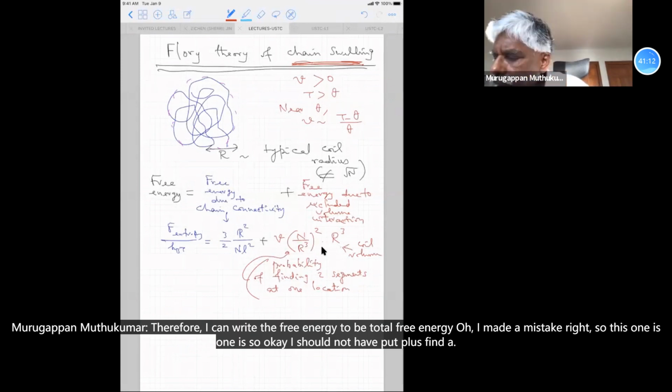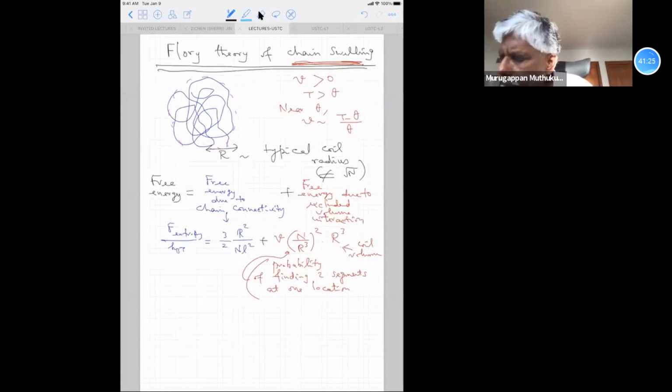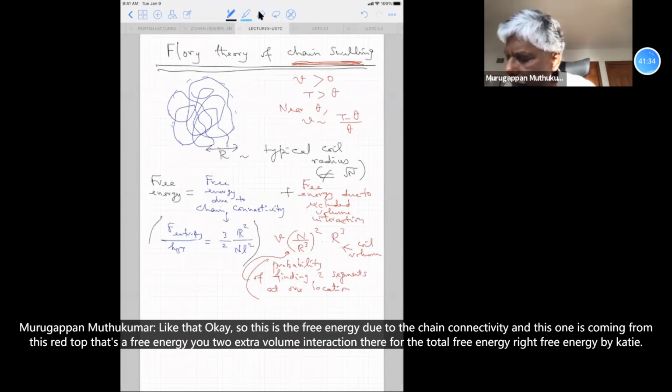Therefore, I can write the free energy to be the total free energy. Oh, I made a mistake, right? I should not have put the plus sign there. That's like here. Okay, so this is the free energy due to the chain connectivity. And this one is coming from this red term. That's the free energy due to excluded volume interaction.